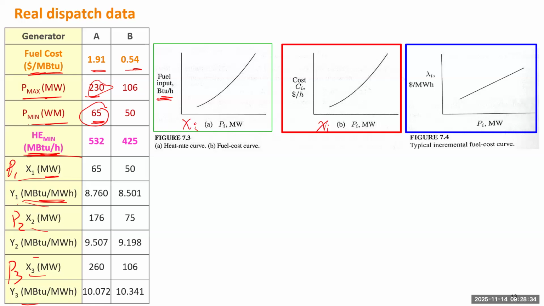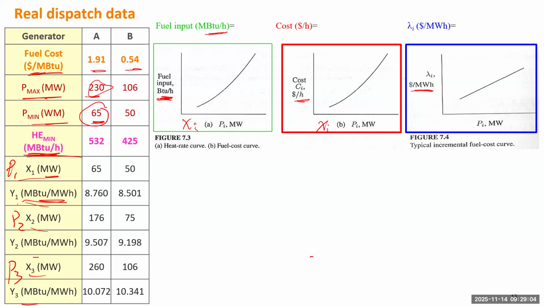The next one, we also need to find the incremental cost. So we need to figure out the Y value for each curve based on the unit. So the first curve has BTU per hour, which means fuel input. So how do we generate the points on this curve in order to find this curve?